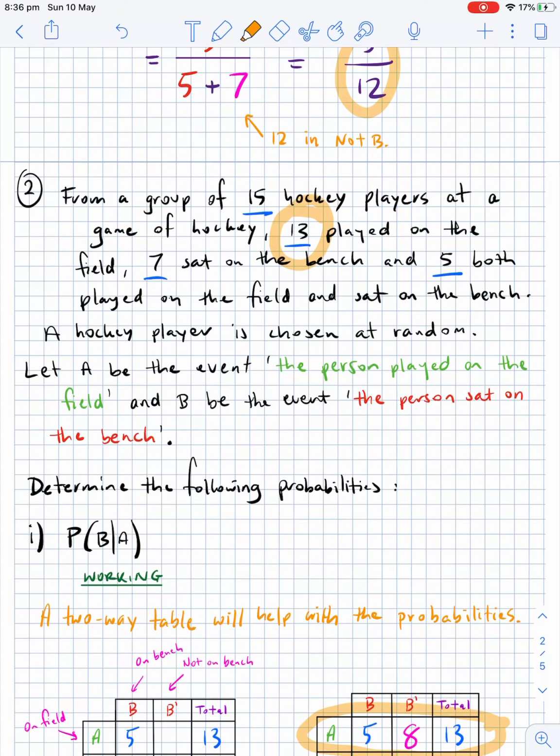So for example, you sat on the bench and you also played. If you were one of these 5 people that did both, you're also part of these 7 and you're also part of these 13, because you sat on the bench and you played on the field. So don't get confused. Don't feel as though there's 25 players in those 3, as some of these numbers are considering the same people. Just remember that there's 15 players in total. That 15 will help you out a lot.